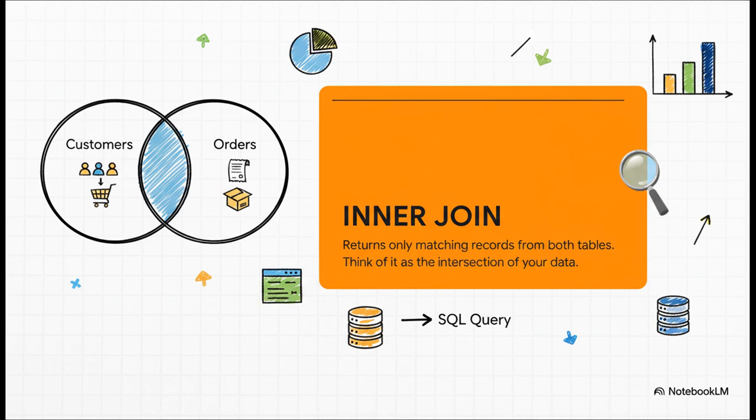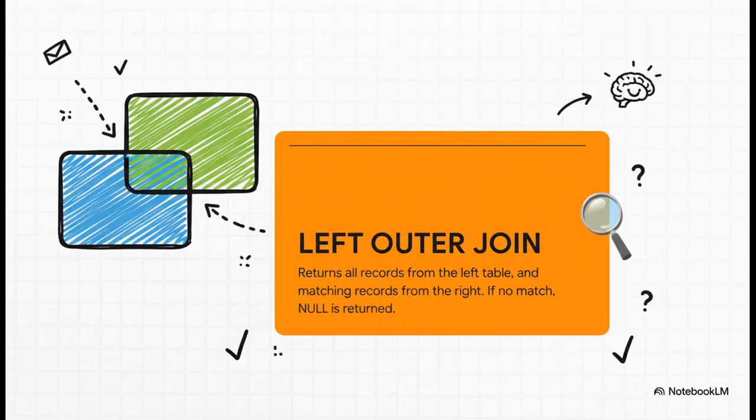So if you're joining a customers table and an orders table, an inner join gives you only the customers who have actually placed an order. It's all about finding that perfect one-to-one match. Okay, but what if you want something different? That's where the left join comes in. A left join is your best friend when you want to keep every single record from your first table, the left one, no matter what. If it finds a match in the second table, great. If it doesn't, no problem. SQL just puts a null there like a little placeholder.